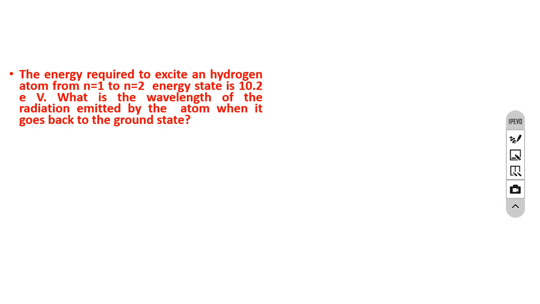This one says the energy required to excite a hydrogen atom from n equals 1 to n equals 2 energy state is 10.2 electron volts. What is the wavelength of the radiation emitted by the atom when it goes back to the ground state? The question is saying we should find the wavelength. What is the wavelength if the energy is 10.2 electron volts?